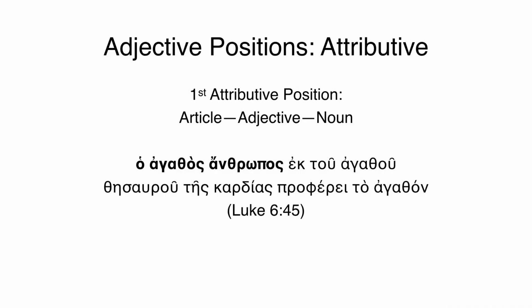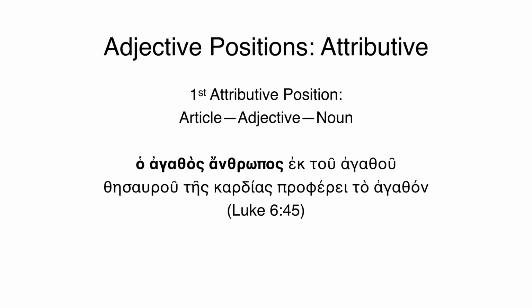There are two positions for the adjective that will yield an attributive function. The first attributive position will look like this. You'll have the article followed by the adjective followed by the noun. An example of this is ho agathos anthropos, the good man. This simply expresses an attribute of the man. The man is good, the good man.